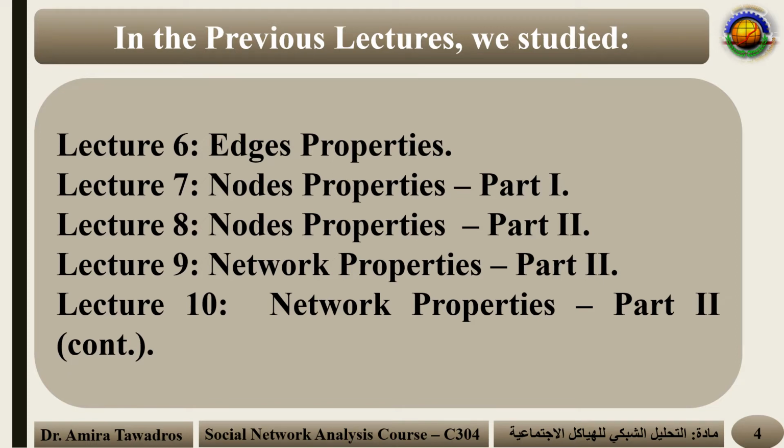In lecture 10, we continued to study network properties as well, but in lecture 10 we studied two very important concepts. We studied the homophily principle, and then we studied the associations of this homophily principle. And the homophily principle means that people tend to interact more with people who are more like them or who resemble them.